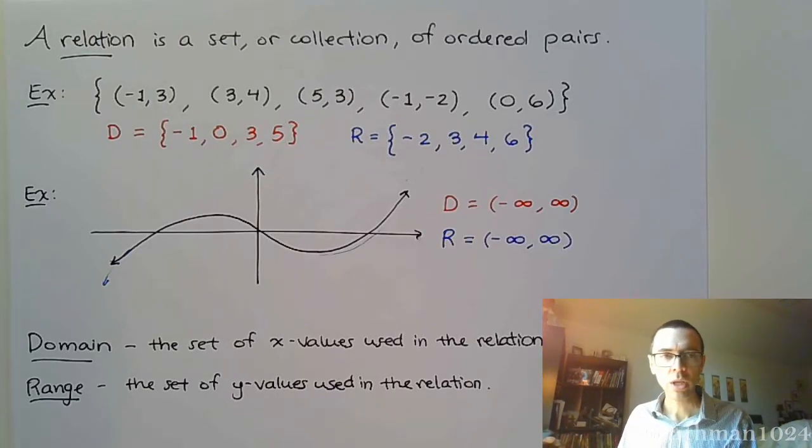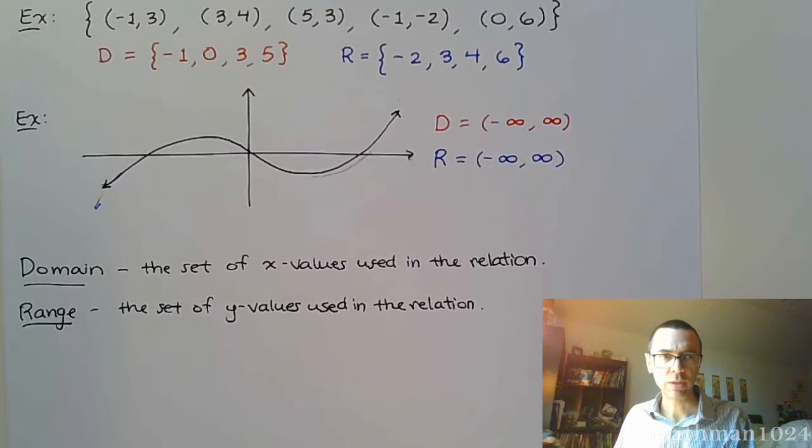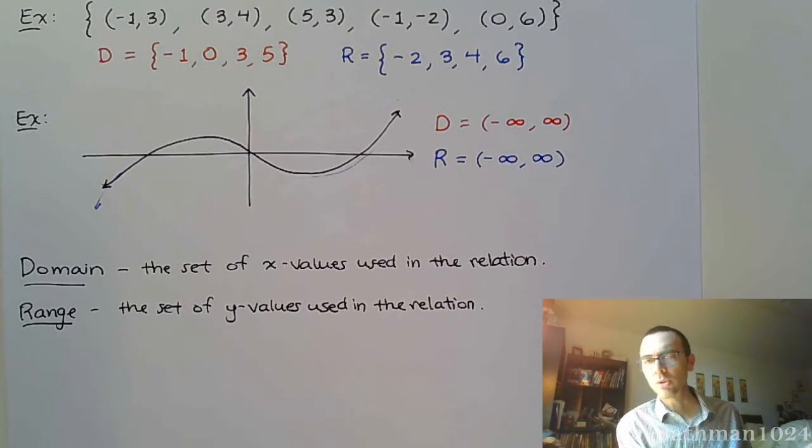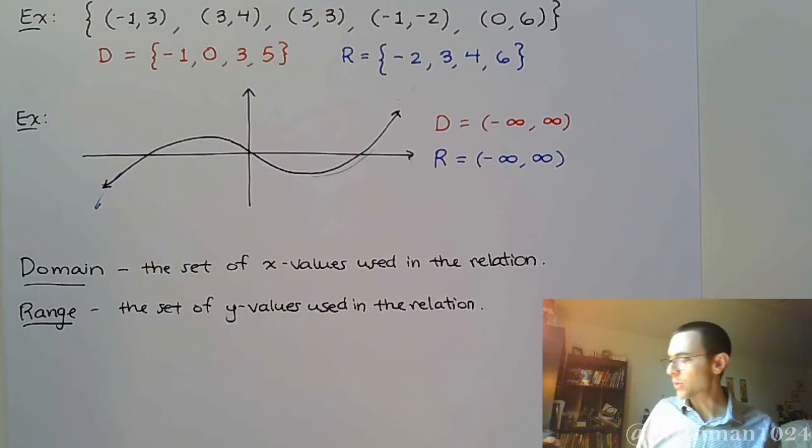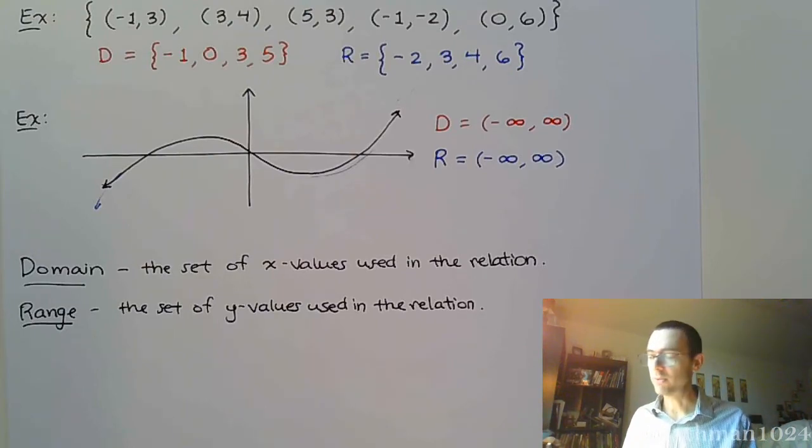All right? So that's what it means to be a relation. That's how we identify the domain and range. We have some examples here to work through in just a moment. More pictures, more elaborate pictures for us to identify the domain and range. But before we do that, we need to talk about what it means to be a function.